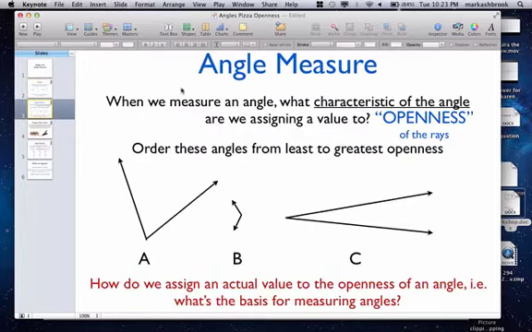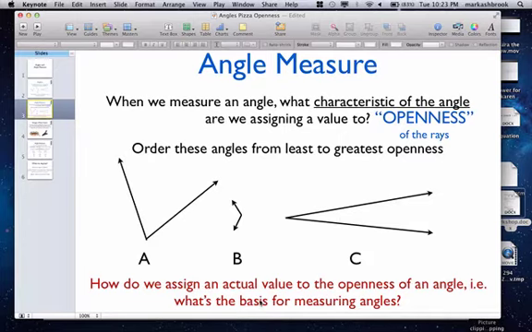But we said before that we need to really ask what characteristic of an angle we're assigning a value to when we measure it. And we said that was the openness of the rays. And we had this quick exercise assigning from least to greatest openness, and that was C as the least, then A, B has the greatest openness. So therefore the measure of the angle from least to greatest would be the same: C, A, B.